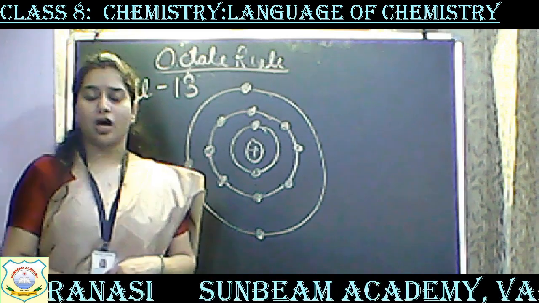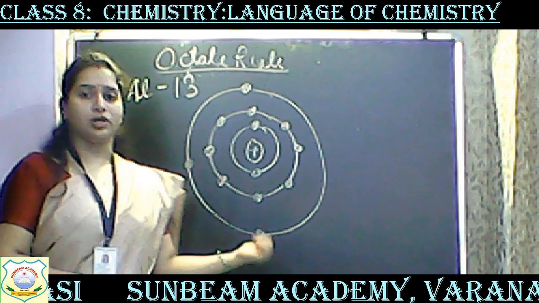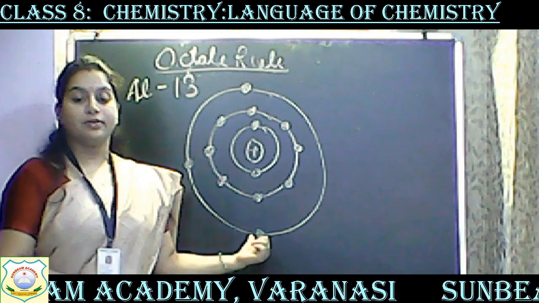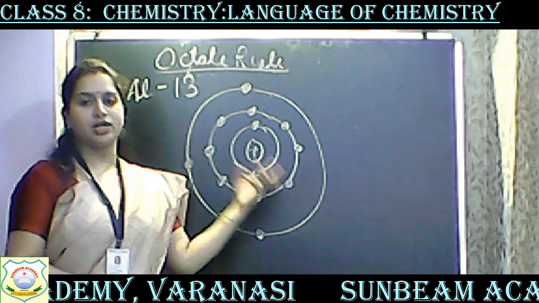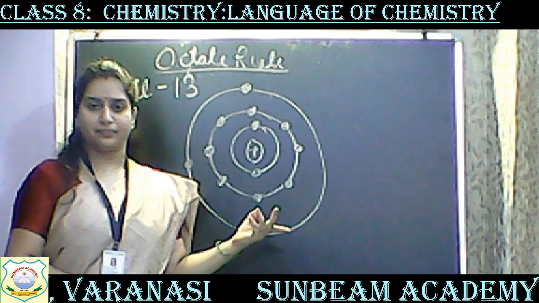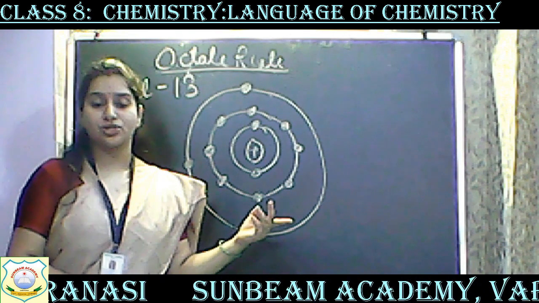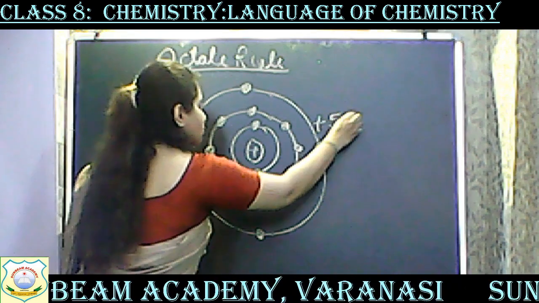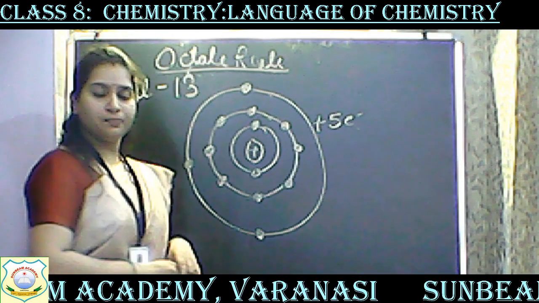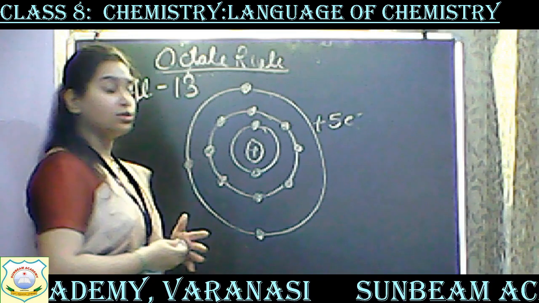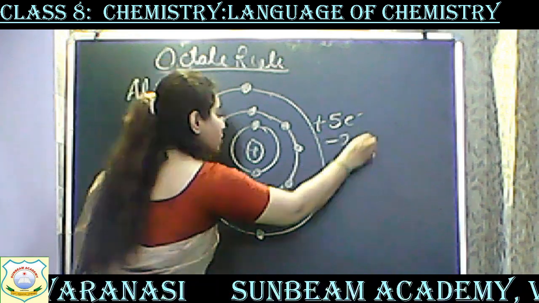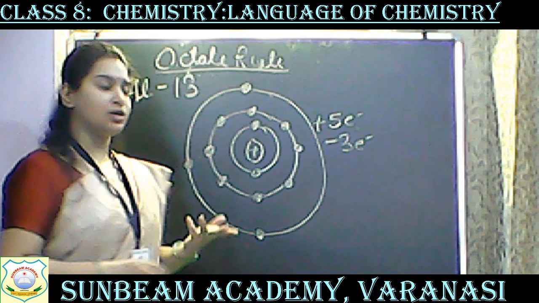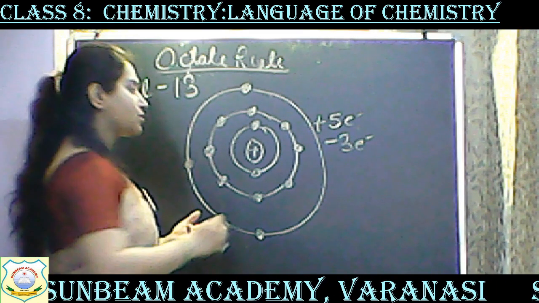Alright. Now according to the octet rule, we need 8 electrons in the outer shell. We have 3 electrons. So how many electrons need to be added, children? We have to add 5 electrons to make it stable. Or what we can do? We can remove 3 electrons to make it stable. Isn't it? So which is easier? To remove 3 electrons is easier.